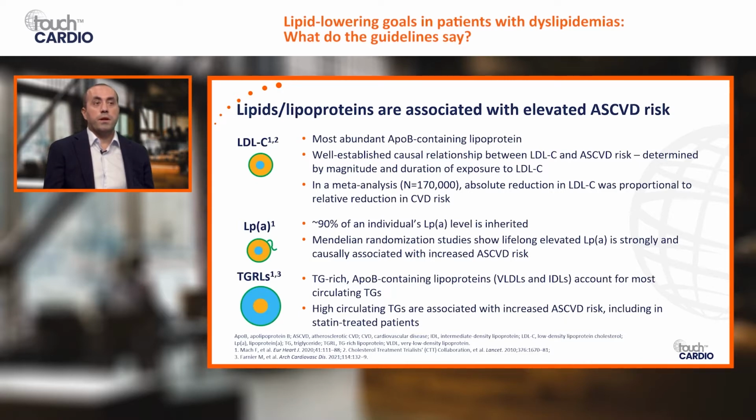Regarding triglycerides, we know that triglyceride-rich ApoB-containing lipoproteins account for most circulating triglycerides, and that high circulating triglycerides are associated with increased ASCVD risk, including in statin-treated patients.